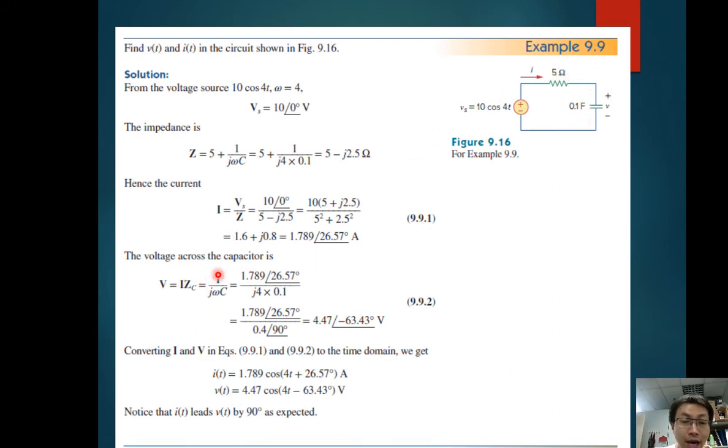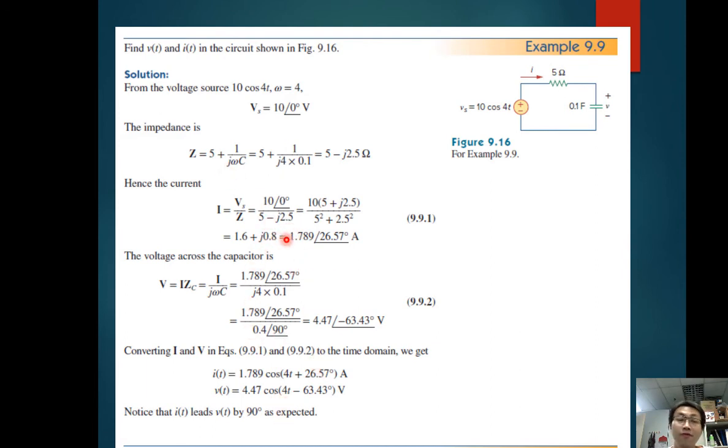I know that my I is like this, and my Z is 1 over j omega C. So I use the I, which is this value, and divide by j times omega. Omega is 4, C is 0.1. Then I use a calculator and we found this one. So I found the V value. Next, I need to find the I value. I value found it already.